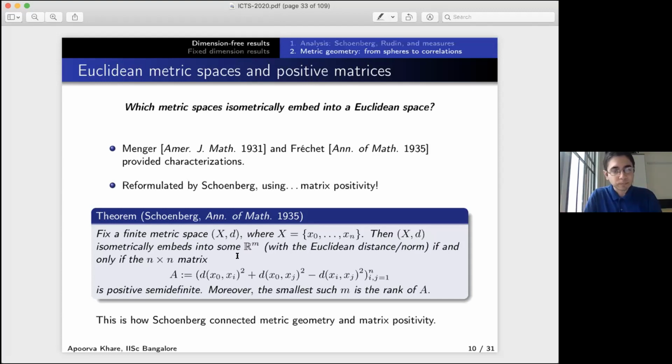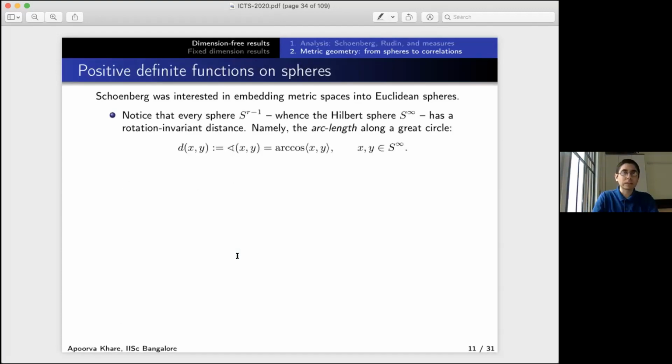Okay, so that's one thing. Now Schoenberg, as I said, first of all, understood which metric spaces embed into a Euclidean space. But then he wanted to go further. I want to embed now metric spaces into a Euclidean sphere. So, like a one-dimensional circle in 2 dimensions, the 2-dimensional sphere in R3, and so on.